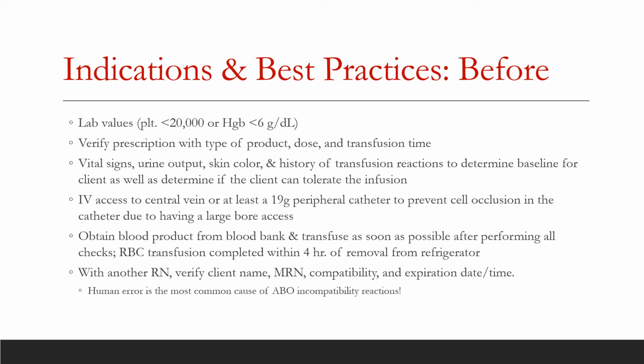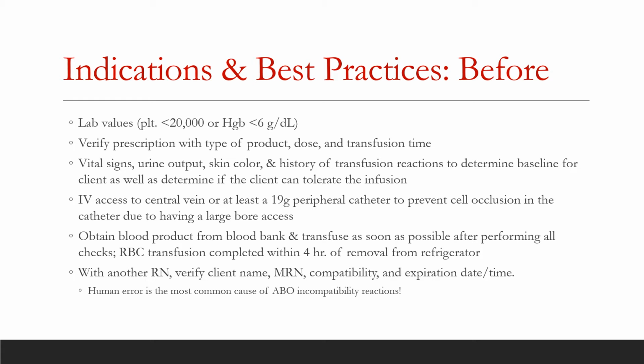Our prescription needs to have the type of the product, the dose, and the transfusion time. We're also going to need to get vital signs before, know their normal urine output, take note of their skin color and history of any transfusion reactions prior in their history to determine a baseline for our client, as well as to determine if the client can tolerate this transfusion. If they already have a poor urine output, they already have unstable vital signs, this may be a rocky road for them.